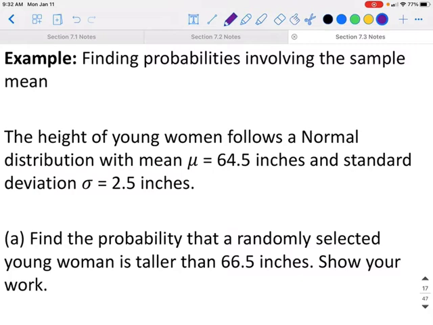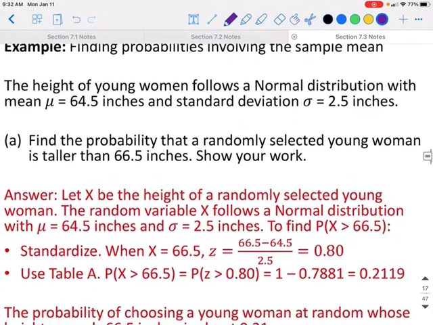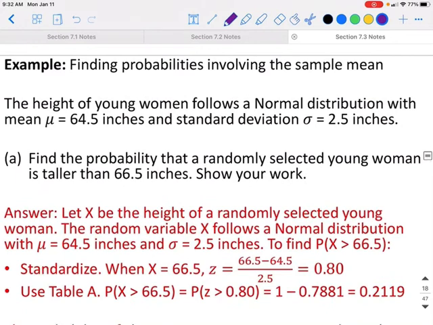Since we know these are normally distributed, we can find our z value. We know the formula for z is x minus mu over sigma. So we're going to do 66.5 minus our mean of 64.5 and then divide it by our standard deviation of 2.5, and that will give us a z value of 0.80 or 0.8. We want to find the probability that anyone would be taller than this. So we need to find the probability that the z-score is greater than 0.80.